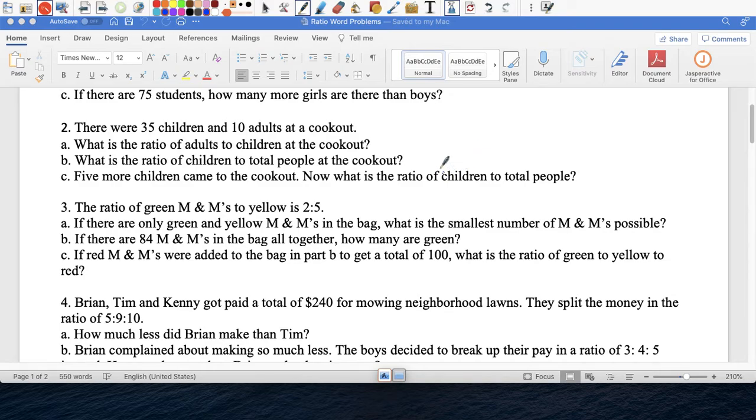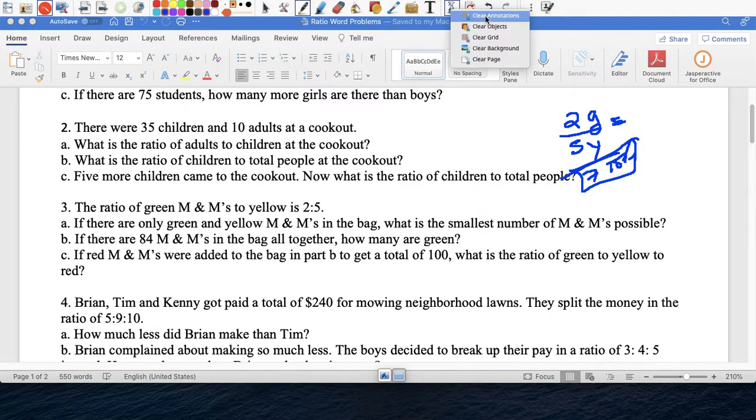The ratio of green M&Ms to yellow M&Ms is 2 to 5. If there are only green and yellow M&Ms in the bag, what is the smallest number of M&Ms? So if there's only green and yellow, well, we have 2 green and 5 yellow, right? That's the minimum. So the total here would be 7. So the bare minimum you should have is 7.